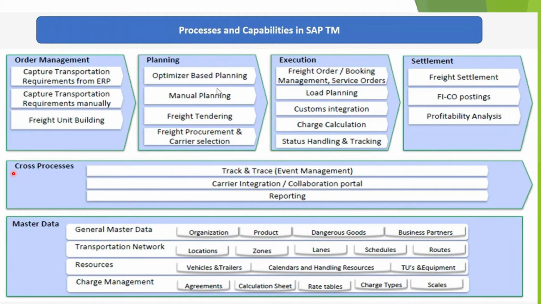And then once everything is done, we do the freight settlement, because we have to pay our freight charges to the carrier. When we do the freight settlement, it is automatically created in the TM system. We then send this settlement document information to ECC so that the system will create the vendor invoice.